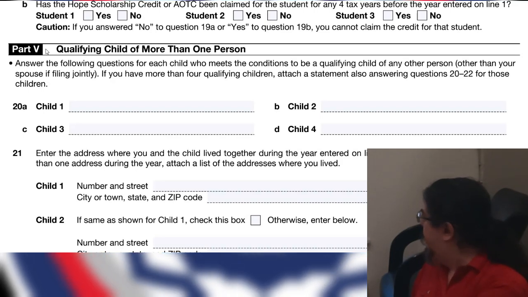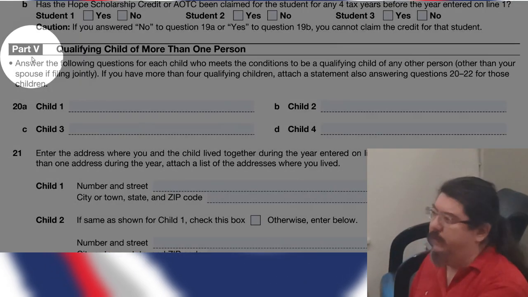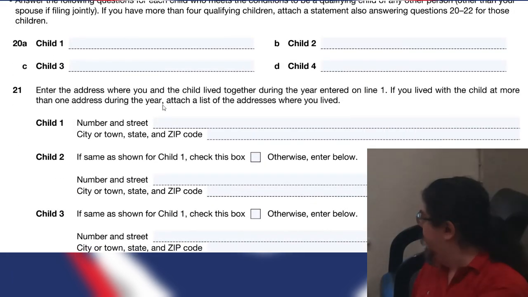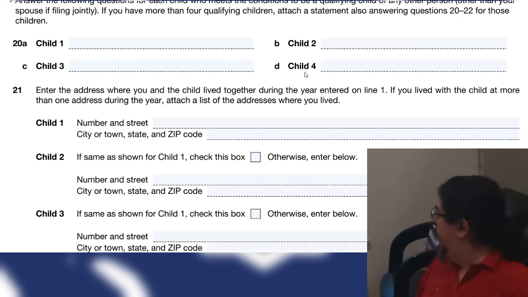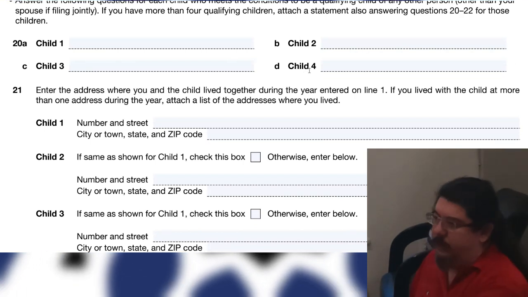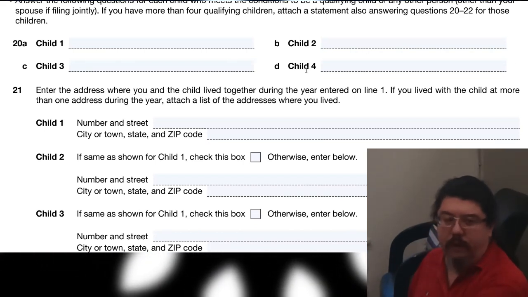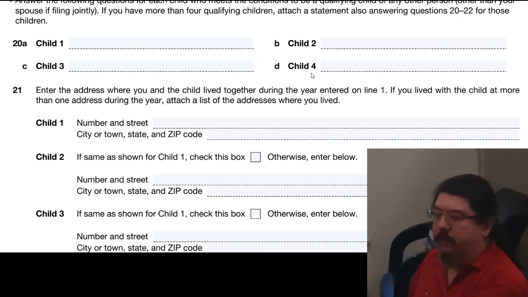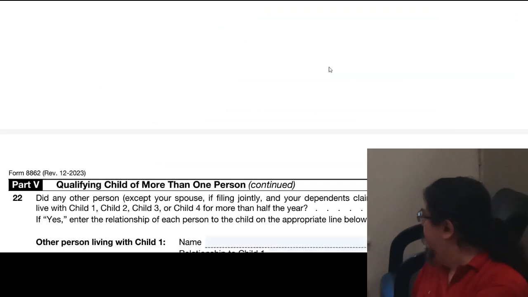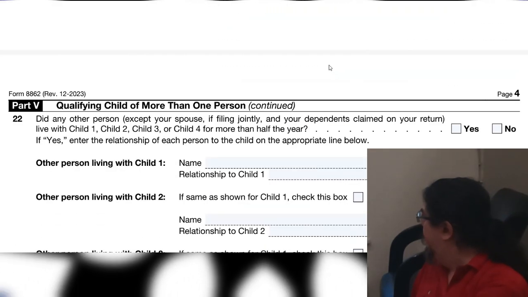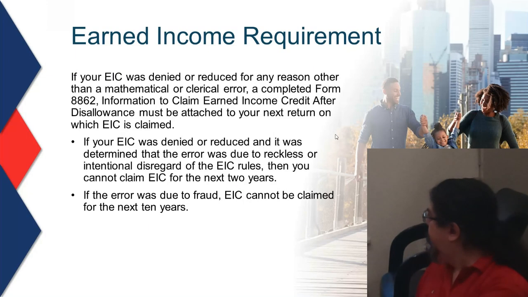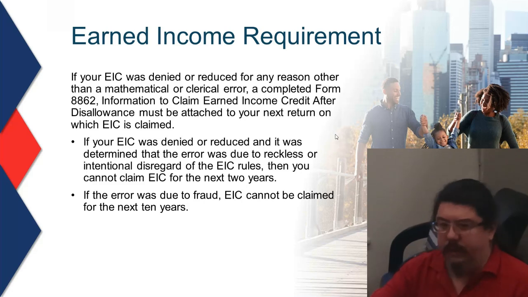And here's some information you would provide to the IRS for purposes of the tiebreaker test, so that you can show that the child lives with you more than the other parent, for example, or that your income was higher than the other person. So 8862 is not complicated, it's just a little bit of extra paperwork.